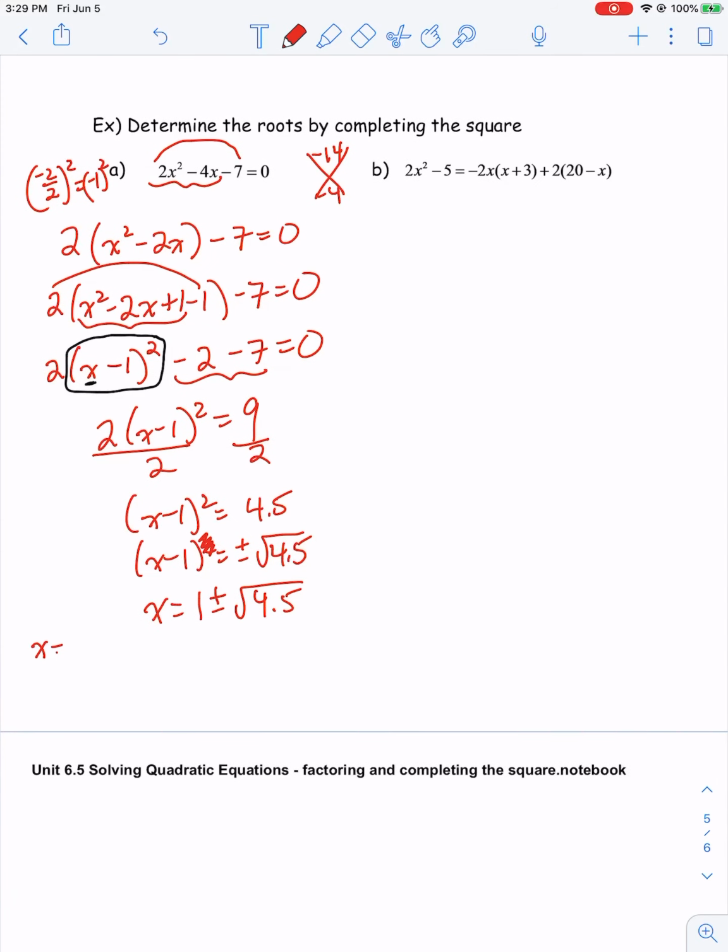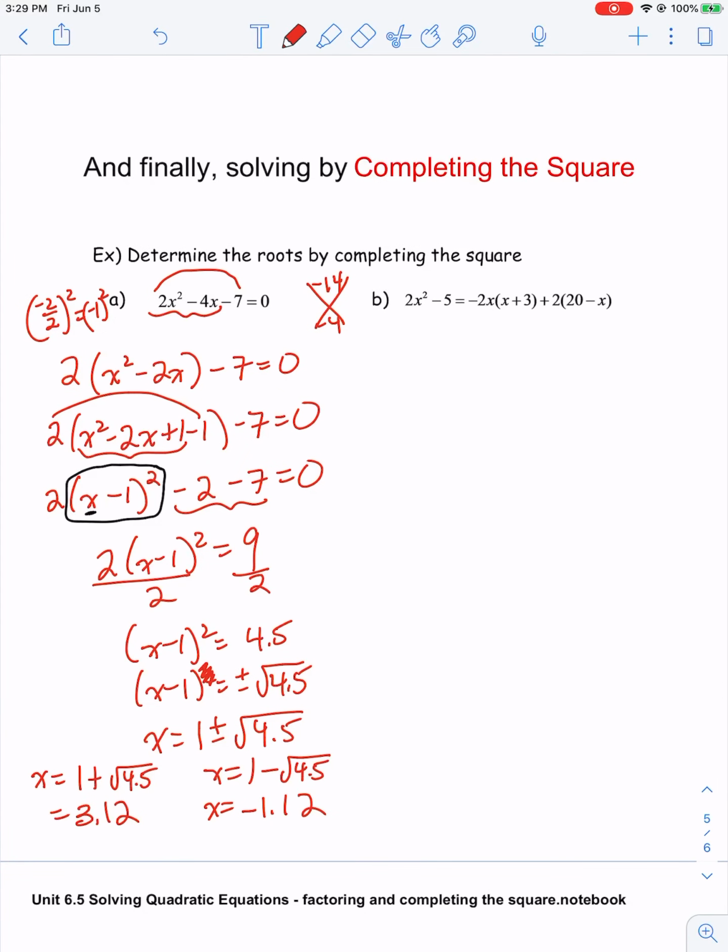So we've got two answers where x equals 1 plus root 4.5, and the other answer where x equals 1 minus root 4.5. And according to my calculator, 1 plus root 4.5 is equal to about 3.12. And on the other side, 1 minus root 4.5 equals about negative 1.12. Okay, let's do another one.